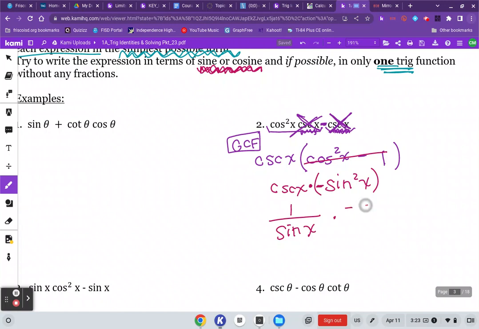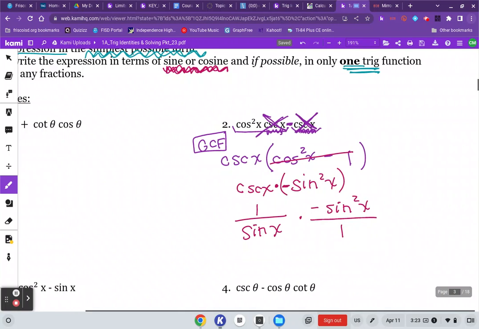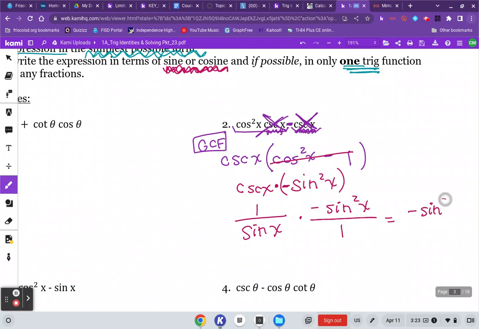And then I'm going to copy down the rest of what I have. The negative sine squared would be over 1. And you might notice at this point that it looks like I have something in common. I might be able to cancel. I'm going to go ahead and multiply straight across the top and then straight across the bottom. And then let's see what we have available to cancel.